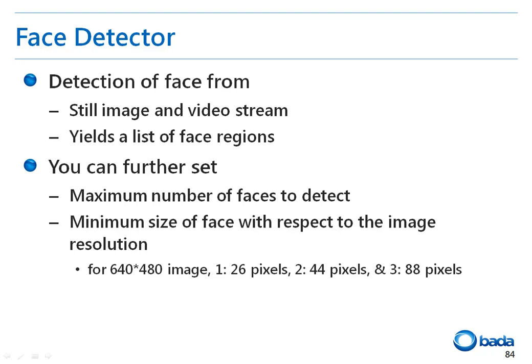For example, in the case of a 640 by 480 image, if you set the minimum face size to 1, only faces bigger than 26 pixels will be found. If you set it to 2, only faces over 44 pixels will be found. And if you set it to 3, only faces over 88 pixels will be found.